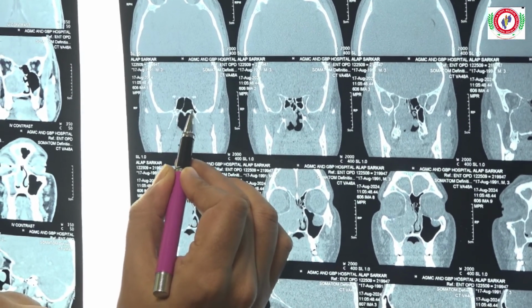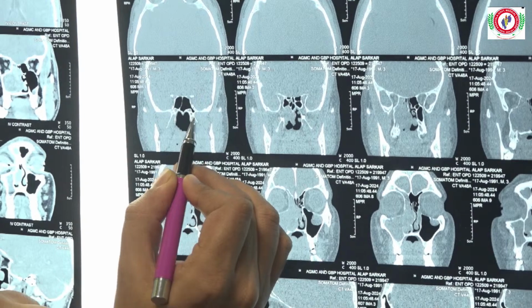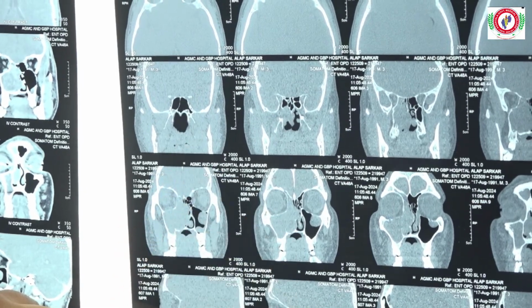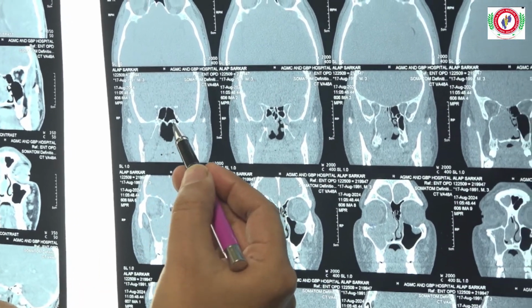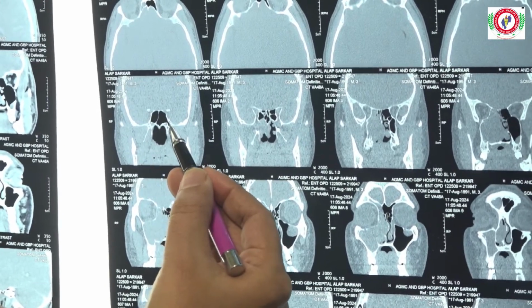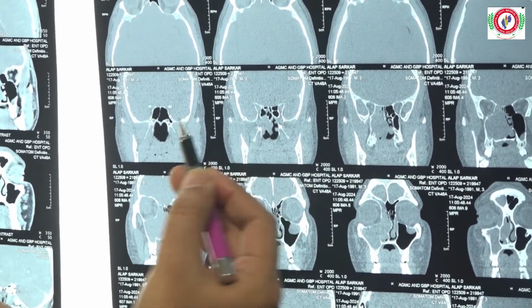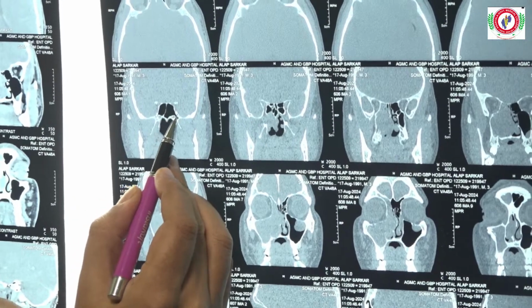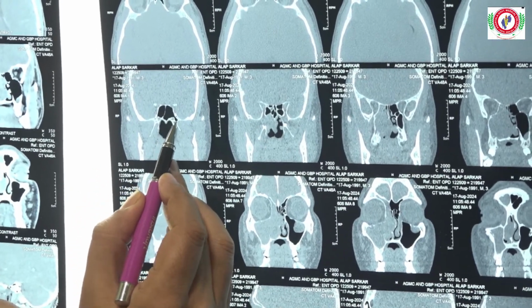Okay? Then you have this structure, something going on through this foramen, that is V2. All right, so that is V2, and you can see something going along the floor also. This is the Vidian nerve. All right.